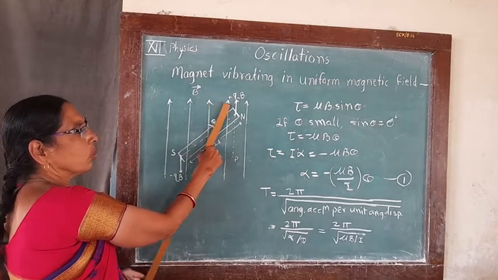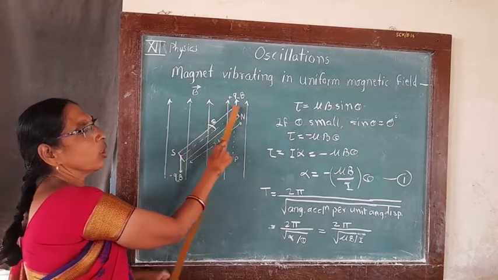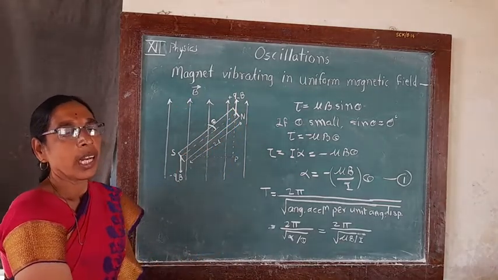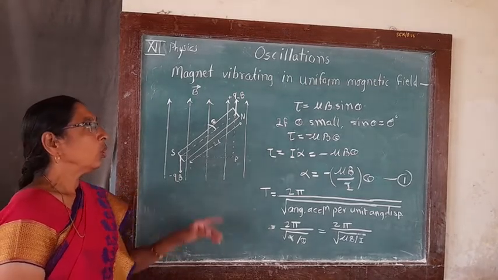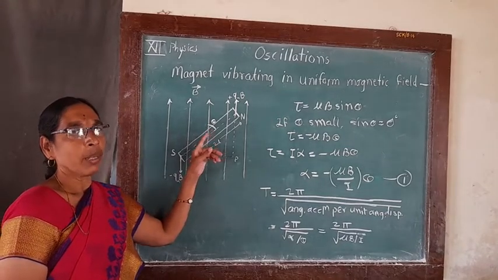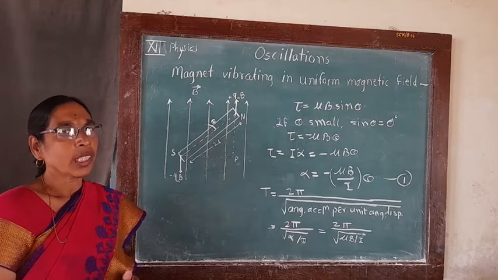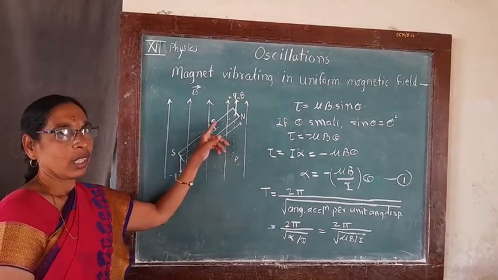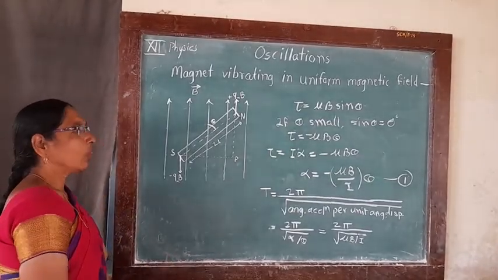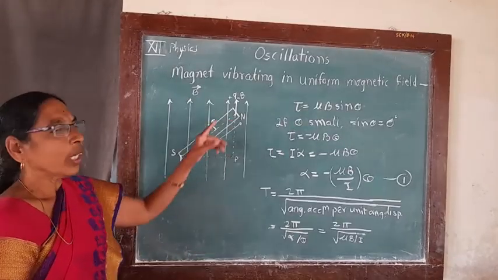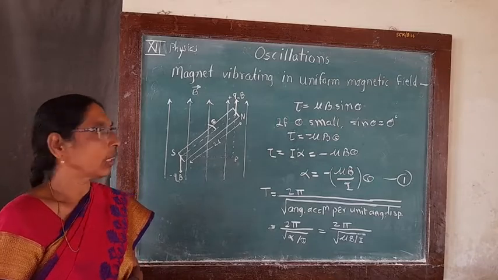If this bar magnet is twisted through a small angle and released, it oscillates on both sides of its equilibrium position, and the motion of this bar magnet is angular SHM. So to study this motion, the restoring torque is acting on this bar magnet. And to find the value of this restoring torque, the torque is nothing but one of the forces into the perpendicular distance between the two forces.